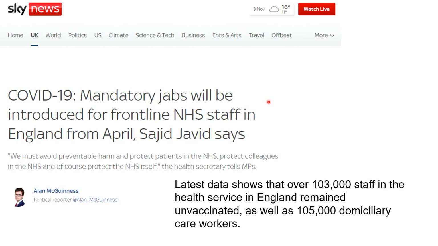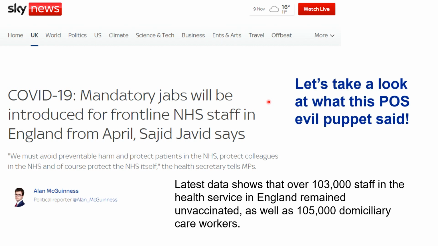Take away the care for the elderly. Maybe they'll die off quicker and they'll hit the targets there, but clearly want to destroy basically everything. So let's take a look at what this piece of shit Javid actually had to say when he announced this.